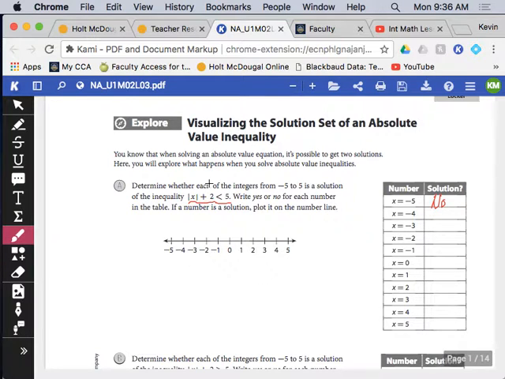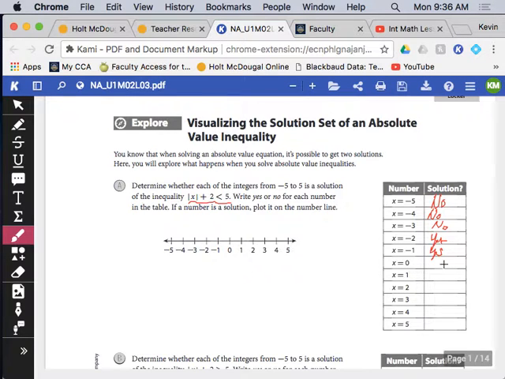Plug in -4. Absolute value of -4 is 4. 4 plus 2 is 6. Is 6 less than 5? No. Plug in -3. Absolute value of -3 is 3. 3 plus 2 is 5. Is 5 less than 5? No, it's not. It's equal, but it's not less than. Plug in -2. Absolute value of -2 is 2. 2 plus 2 is 4. Is 4 less than 5? Yes. And then we plug these all in. -1 is 1.